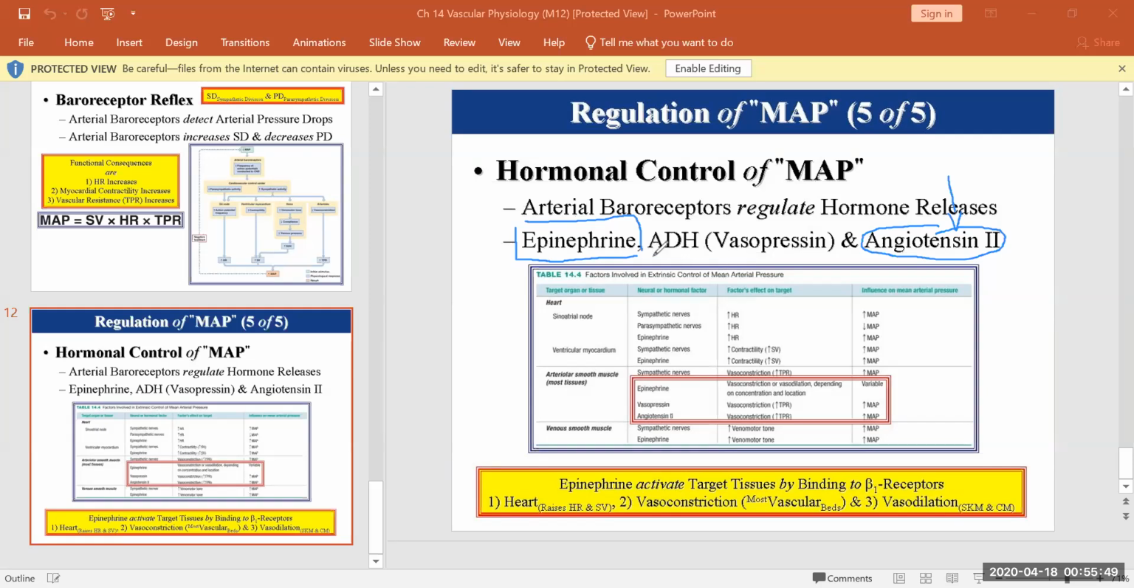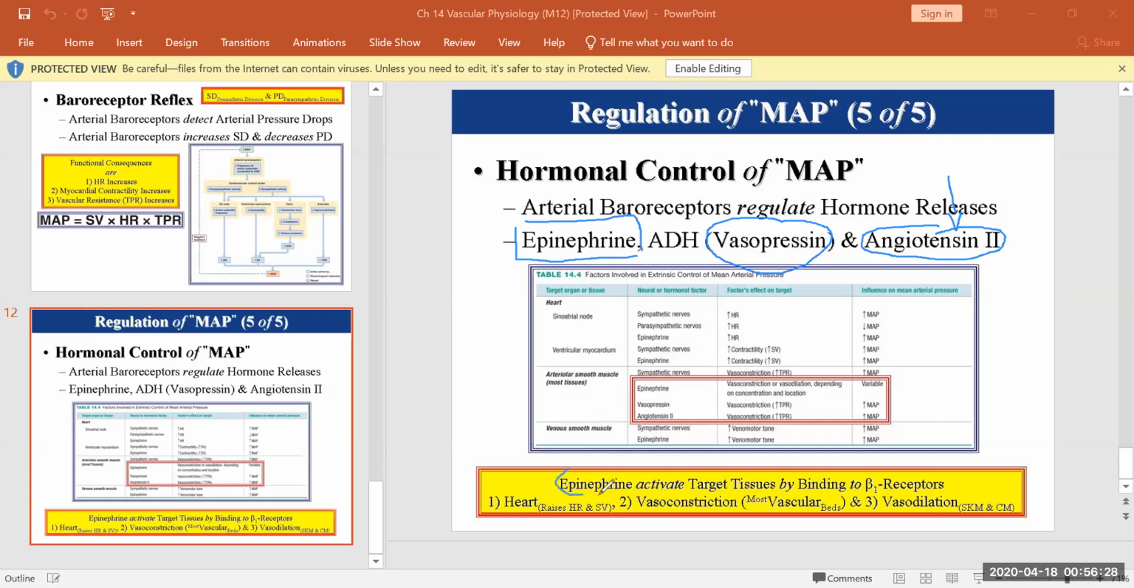ADH stands for antidiuretic hormone, also known as vasopressin, because they cause vasoconstriction in blood vessels. So they increase the pressure in the blood vessels, hence the name vasopressin. But I'm going to focus on epinephrine. Now it says here, epinephrine activate target tissues with binding to beta-1. That's not really accurate. I did that on purpose because this is straight from your book.